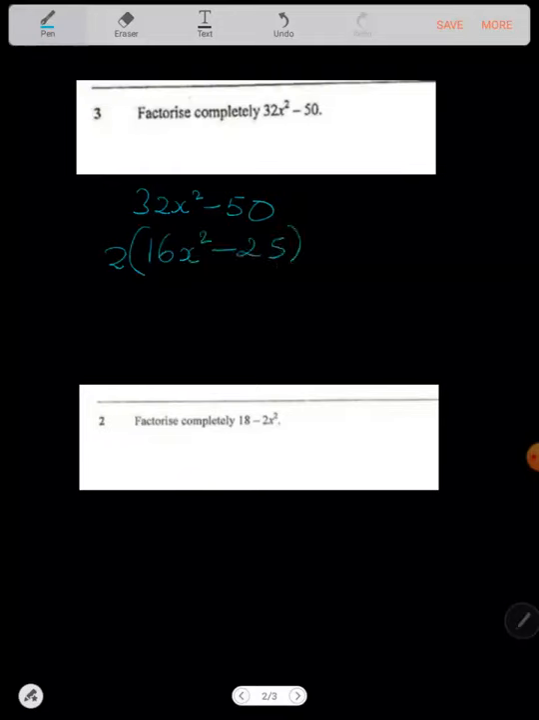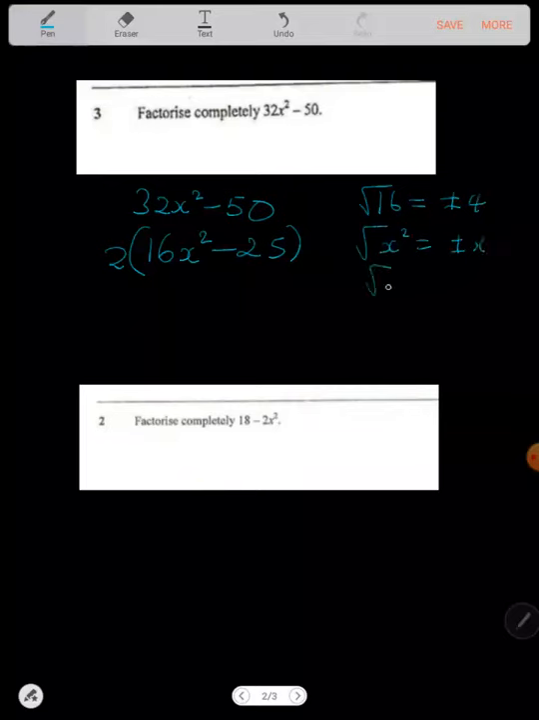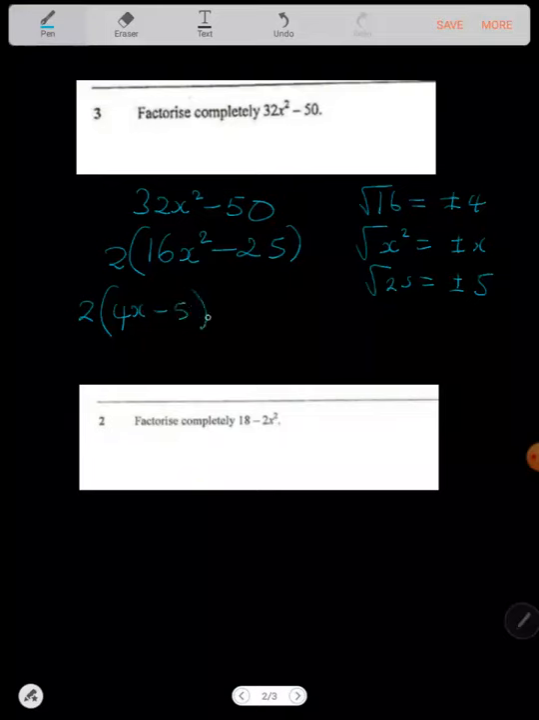What I have here is the difference of two squares. What is the square root of 16? Square root of 16 is 4. Square root of x squared is x. Square root of 25 is 5. So these are my answers which I have to put. So this will be 2, then 4x minus 5. Again, I'll repeat the same but with a different sign, because there's a positive also here, 4x plus 5. You're done.